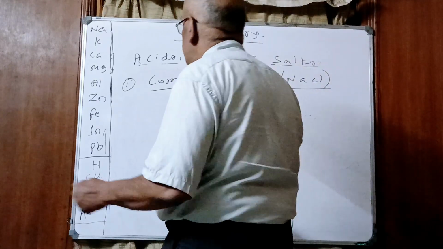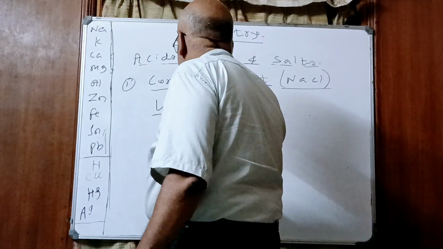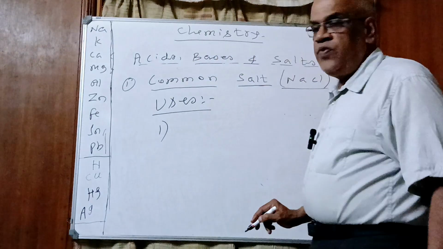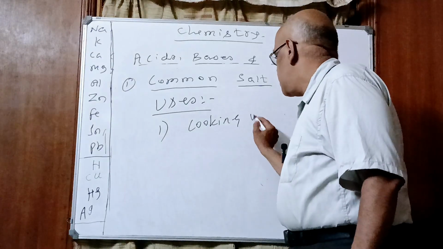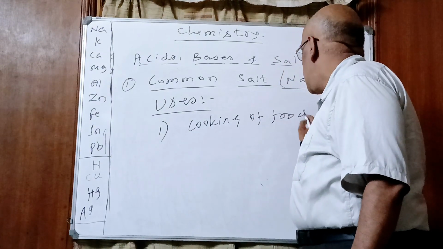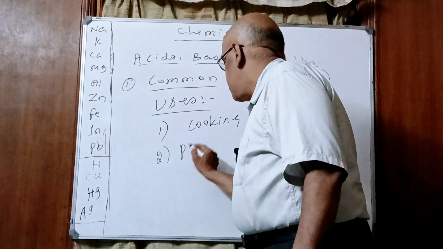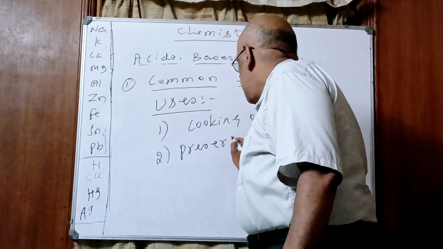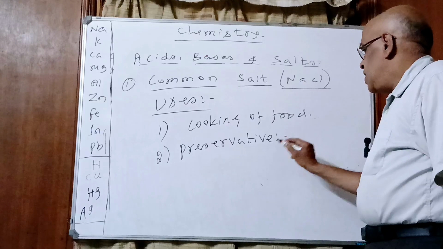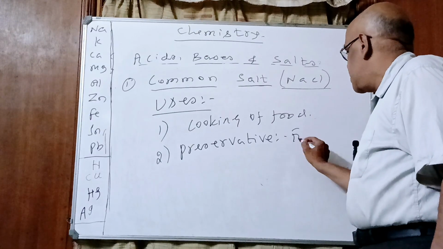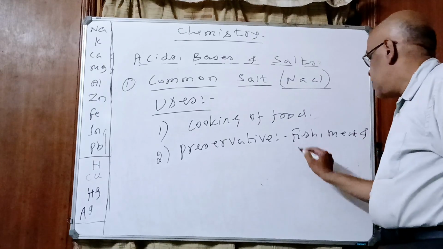Then the second topic under common salt: uses. What are the uses of common salt, children? We use it in cooking of food, to make the food tasty. Yes or no? Yes. Then it is used as a preservative. It is used as a preservative in fish, meat, and pickles.